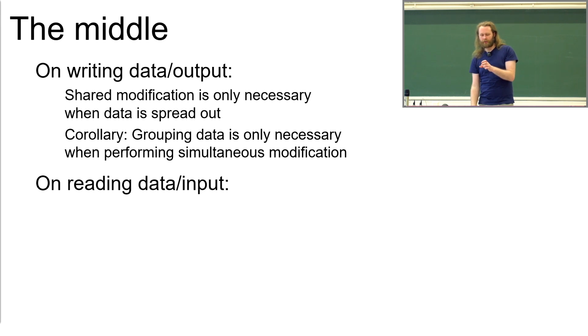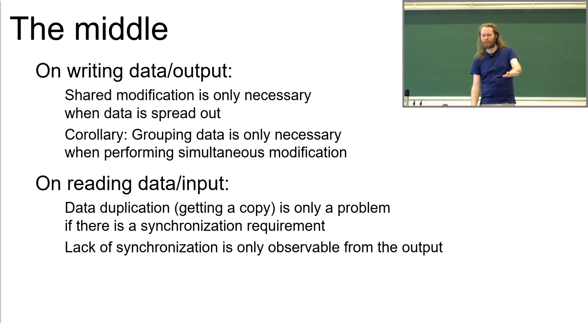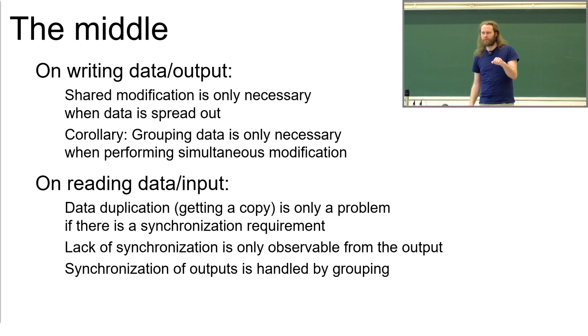On the input side, we get exactly the same arguments. Data duplication is only a problem if there is a synchronization requirement. So you get data, and the data here and the data there is different. Is that a problem? No, only if there is a synchronization requirement, and they have to be the same because something requires them to be the same. What is the thing that requires them to be the same? Well, the only place where we can observe a desync is in some output. So the lack of synchronization is only observable in an output. How do we perform synchronization in an output? Well, we handle it by grouping them.